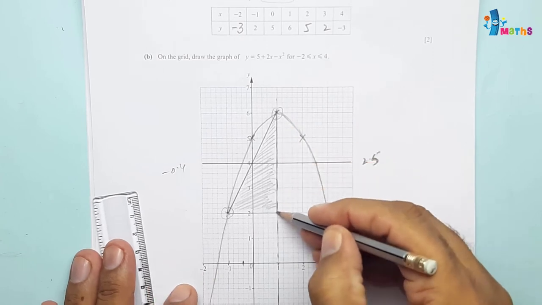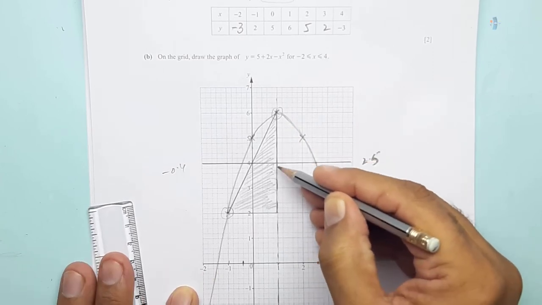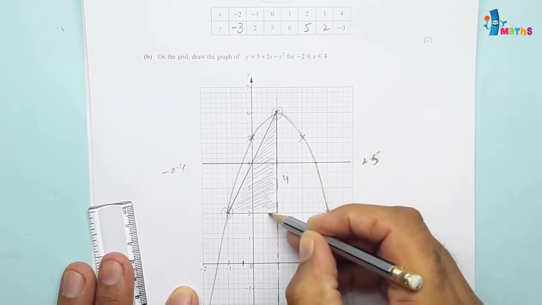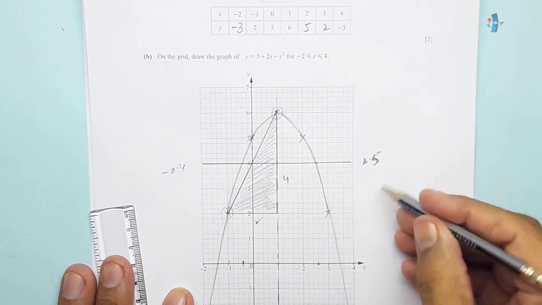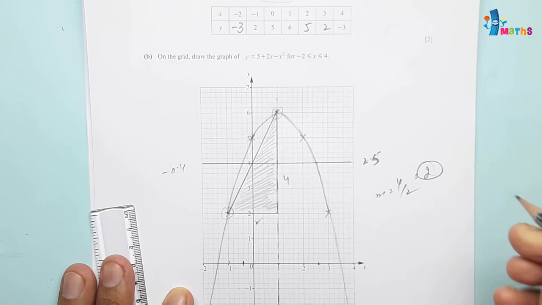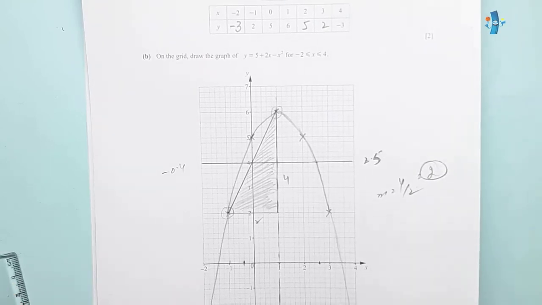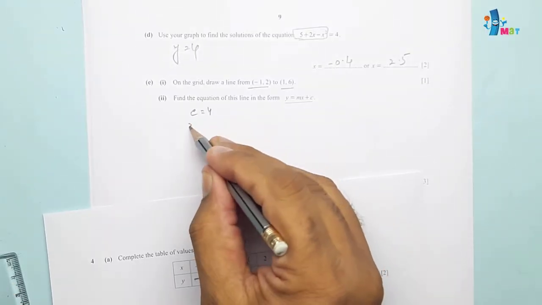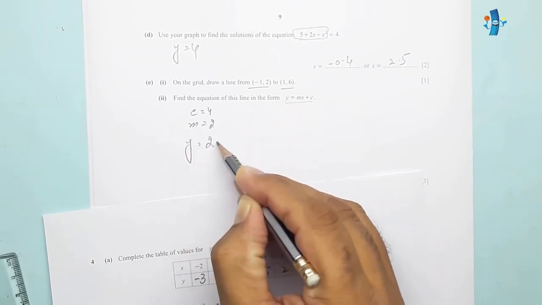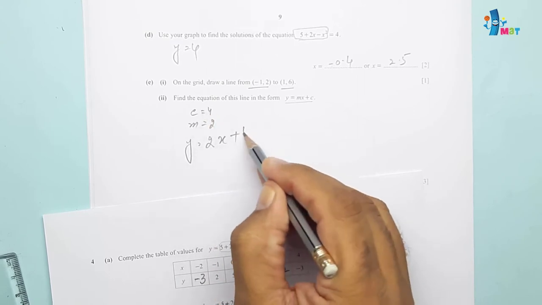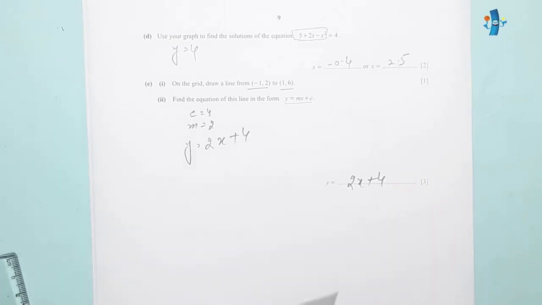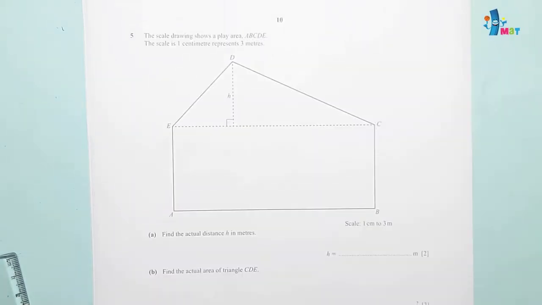This side is 1, 2, 3, 4 units. This side is 4 units and this side is 2 units. So 4 by 2, m is equal to 4 by 2, which is equal to 2. So gradient is 2 and y-intercept is 4, m is equal to 2. So y is equal to mx plus c. So y is equal to 2x plus 4 will be our equation. Hopefully you understood this straight line question as well.